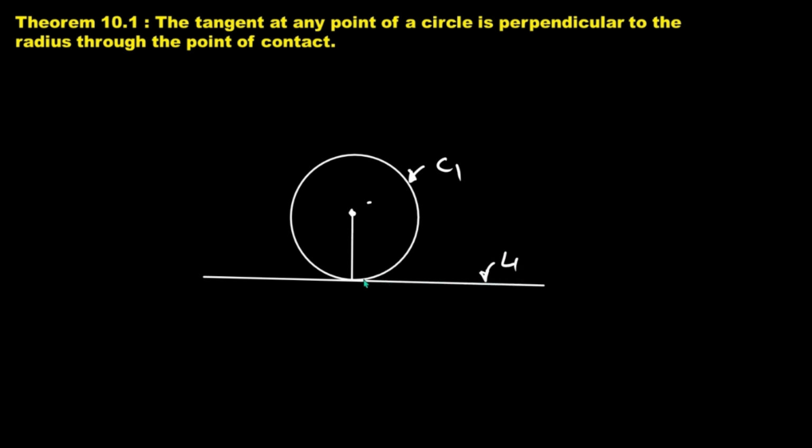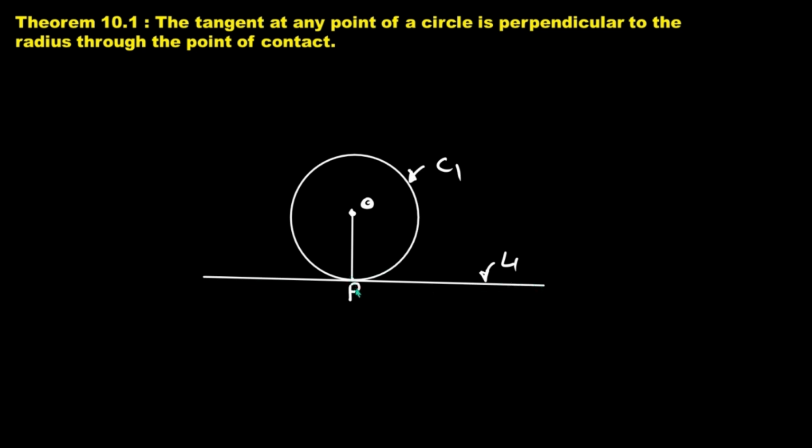Tangent means it touches the circle at a point. Let's take this point as P, where it is touching, and the center of the circle is O. This theorem says that at any given point on the circle, if you draw a tangent to the circle, how many tangents can be drawn at one point? We can draw only one tangent, right? So this is the tangent we have drawn at the point P.